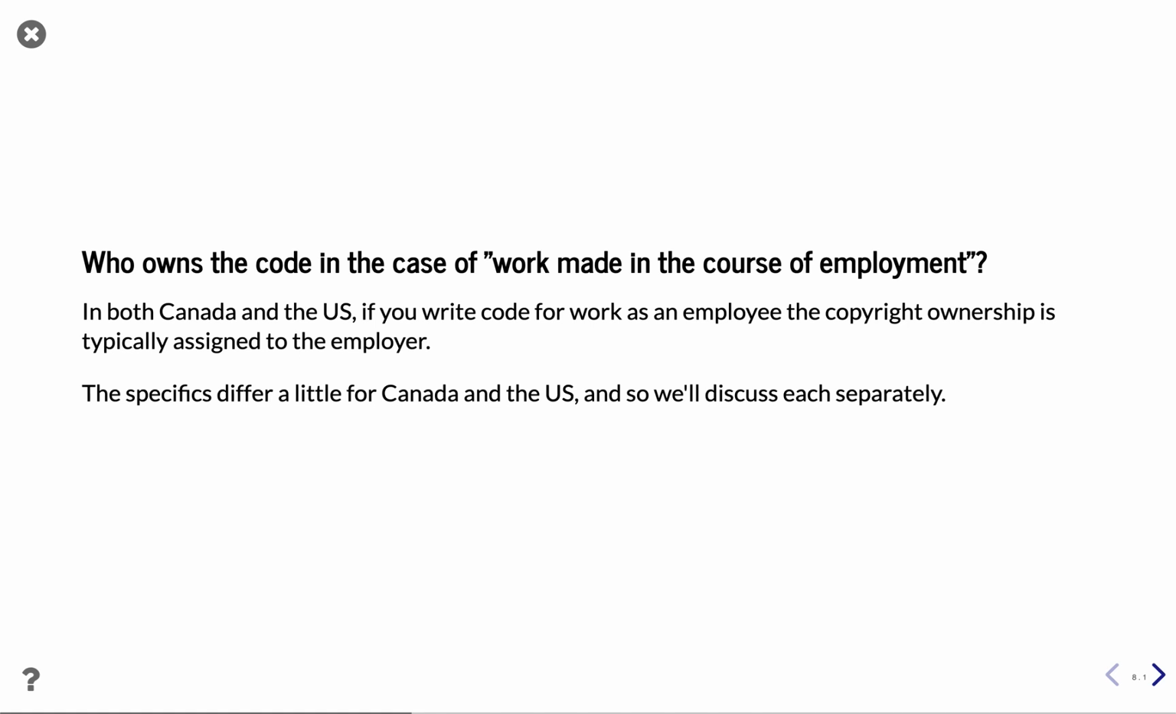Let's talk about a different case. What if you are now on the job? You've just left MDS, you've got hired, you're collecting a regular hourly or salaried paycheck from your employer, and within your scope of work, you are expected to write some code to do some data analysis, for example. In this sort of situation, in both Canada and the US, if you write code for work as an employee, the copyright owner is typically assigned to the employer, not to the person who types the code out. The specifics differ a little for Canada and the US, so let's discuss each of these separately.